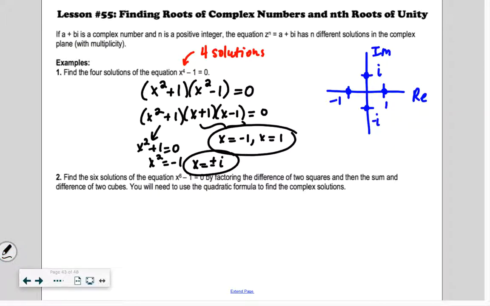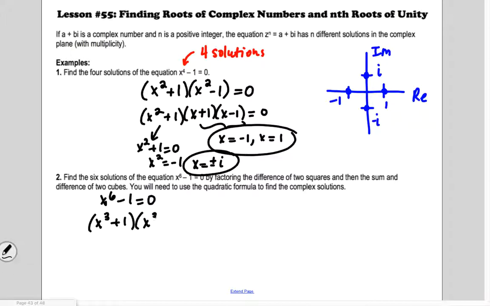So x to the 6 minus 1. If I have x to the 6 minus 1 is equal to 0, we actually solved this last year. And you guys hated every second of it. You're probably going to hate it again, but I don't care. We're going to do it anyway. We're going to factor first with the difference of two squares. That's just going to be x cubed plus 1 multiplied by x cubed minus 1.